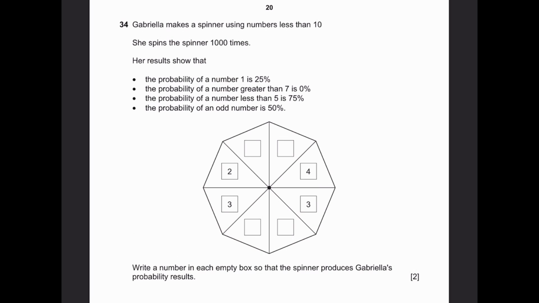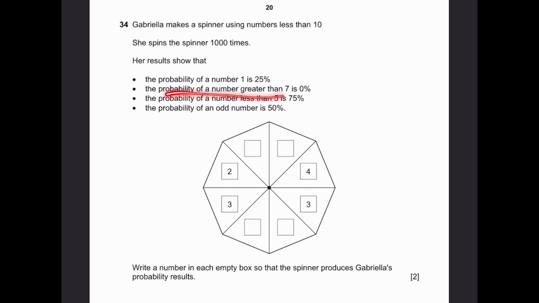Question 34. Gabriella makes a spinner using numbers less than 10. She spins the spinner 1,000 times. Her results show that the probability of a number 1 is 25%. The probability of a number greater than 7 is 0%. Probability of a number less than 5 is 75%. Probability of an odd number is 50%. Write a number in each empty box so that the spinner produces Gabriella's probability results.